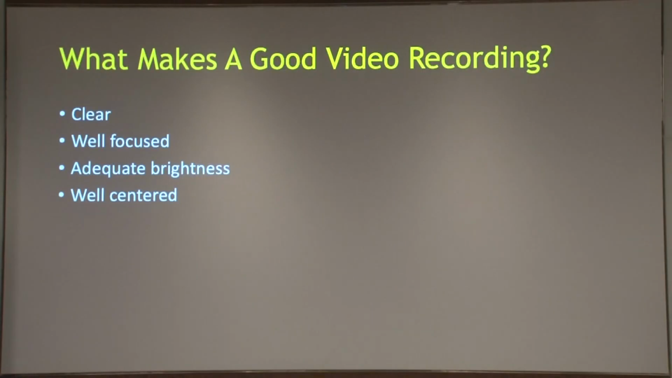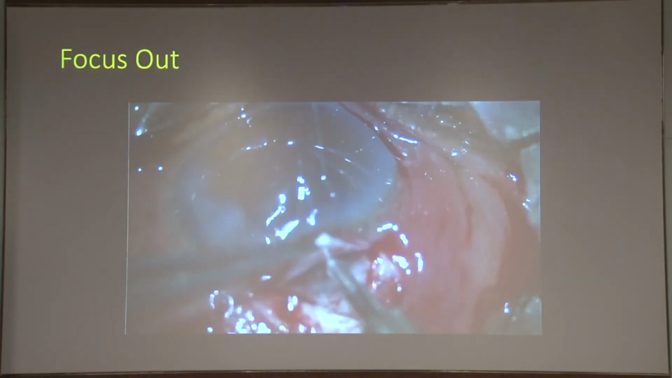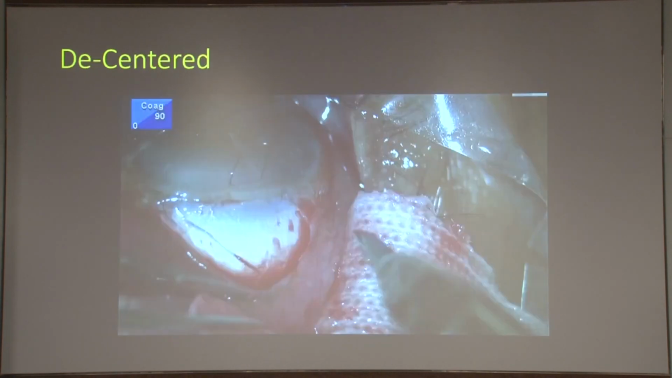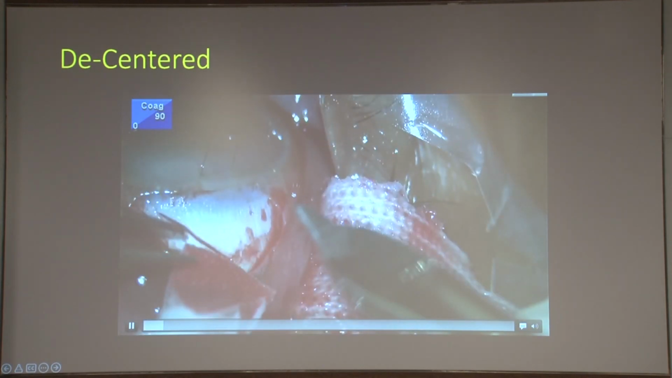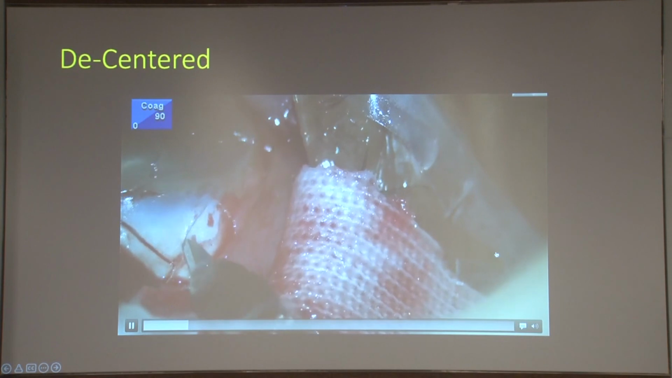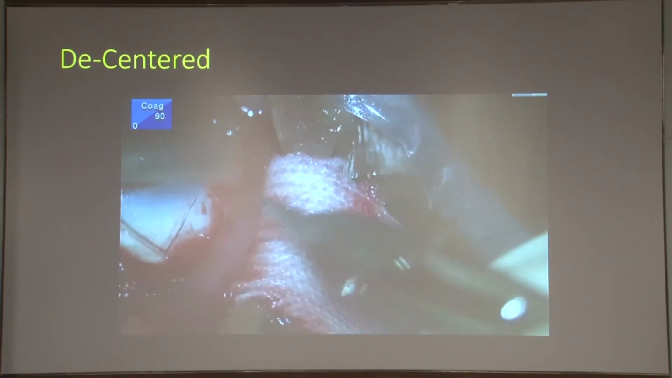So what makes a good video recording? We have to make sure that it is clear. It should not be out of focus, and it should not be decentered. Here the prime interest is taking a trabecular flap, but it is decentered. All these other things are seen at the center. So we have to make sure that it is well centered.